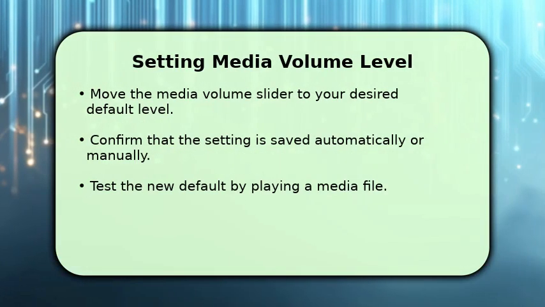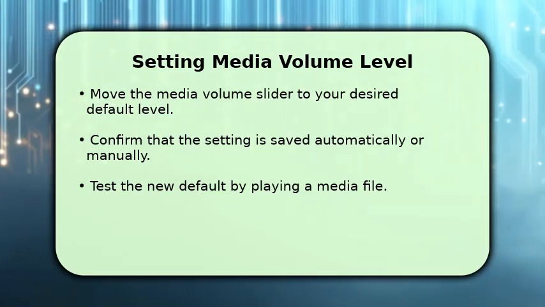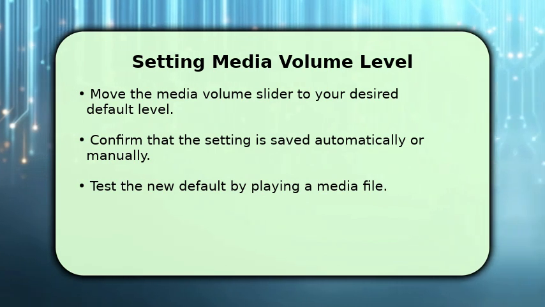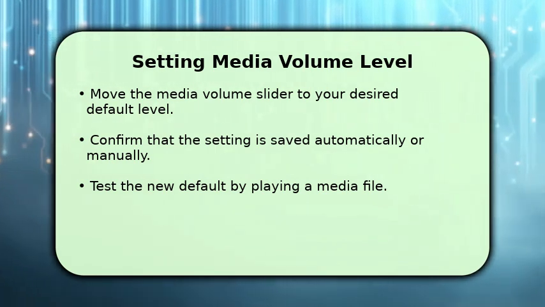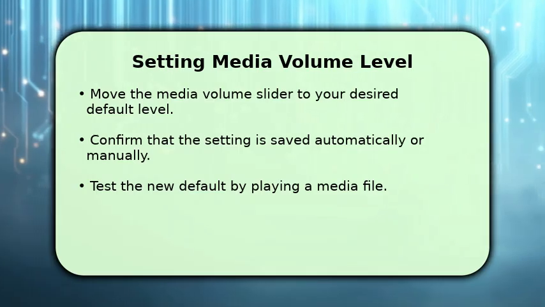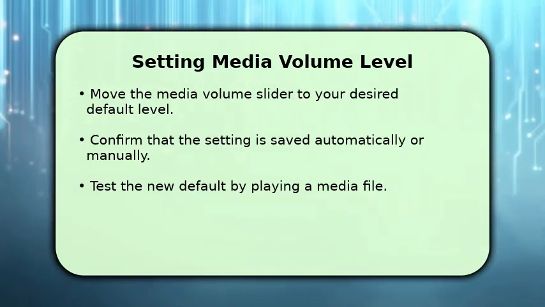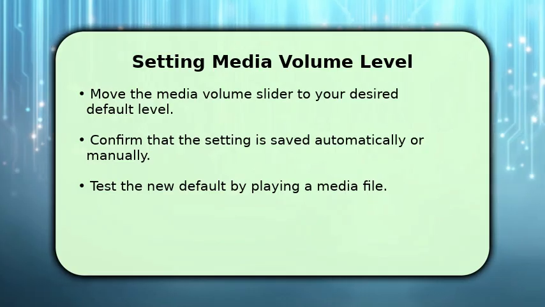Once inside the sound settings, locate the slider specifically labeled Media Volume. Drag this slider to your preferred default level, perhaps around 75% for a balanced sound. On most modern devices, this change saves automatically, but some older models might require you to tap a Save button.